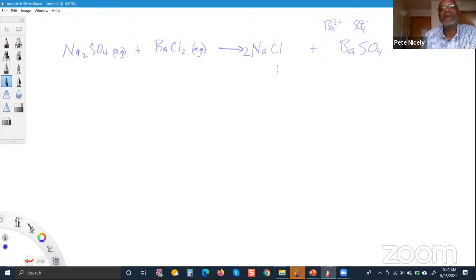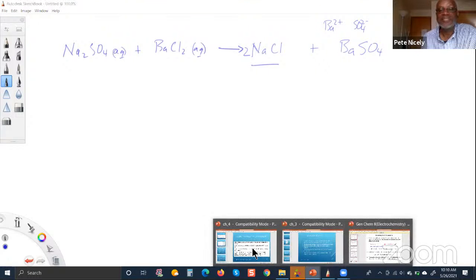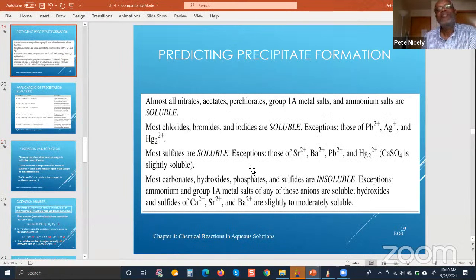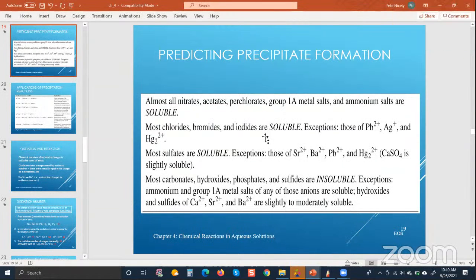So in order for us to do that, we have to go to the solubility rules. So let's deal with the sodium chloride first. And let me go to the solubility rules here. So based on the solubility rules here, would you expect sodium chloride to form a precipitate? Yes. Why? Because it's a chloride.